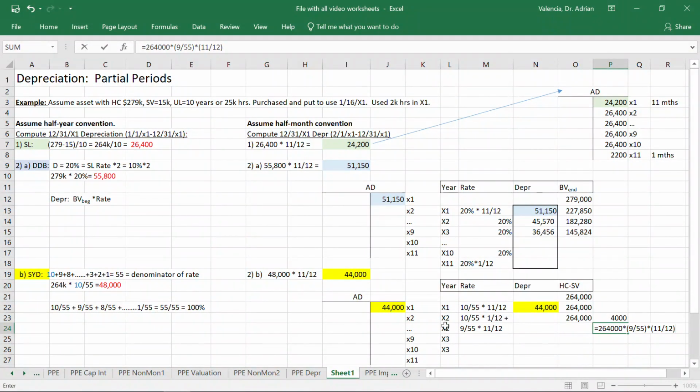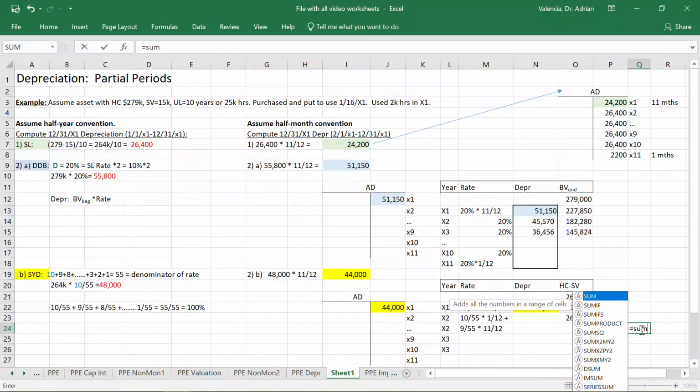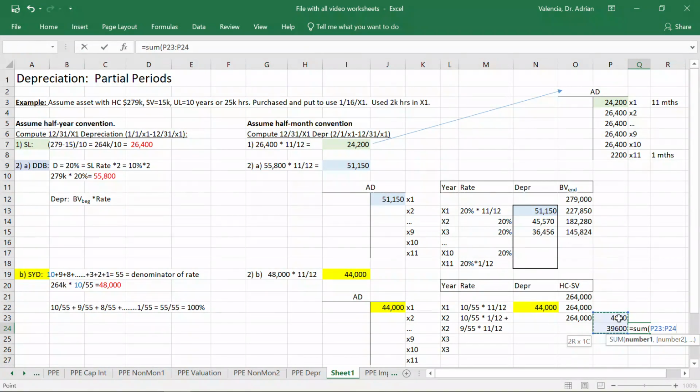Okay, so for fiscal year X2, I did this part, and now I'm doing the second part. The summation of these two is the depreciation for the whole 12-month interval, and that's this. So let me just sum it up. Let's sum these two up. And of course, it's too small, so just make it bigger.